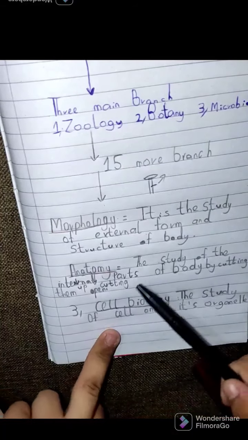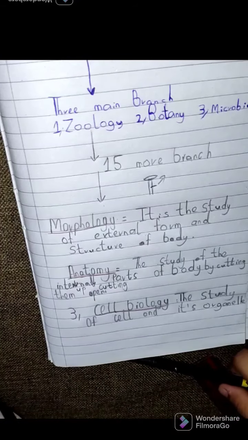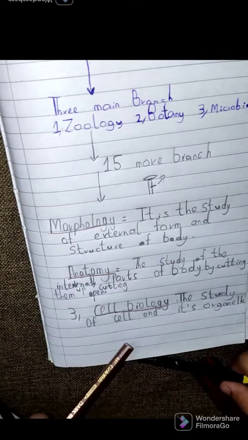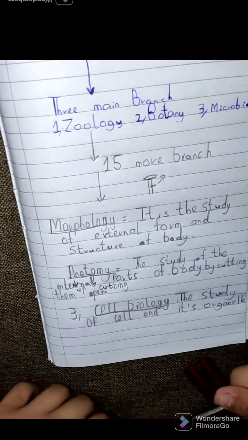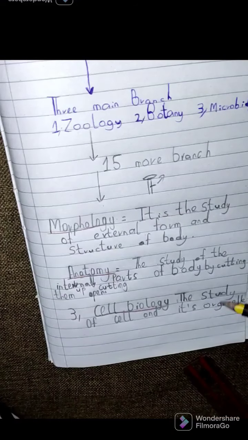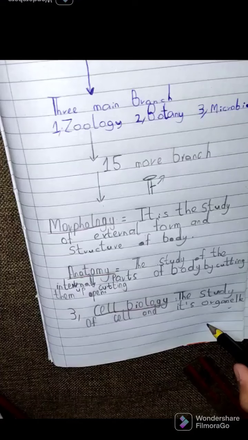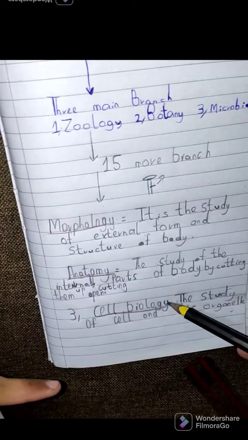Biology: the word bio means life, and logos means study. Life study, if we break the word. In this branch we study the cell: what is inside the cell, how a cell is made, what is inside the cell like the nucleus, the cell wall that is present, how a cell is covered, and what things are inside the cell. All these things we study in cell biology.